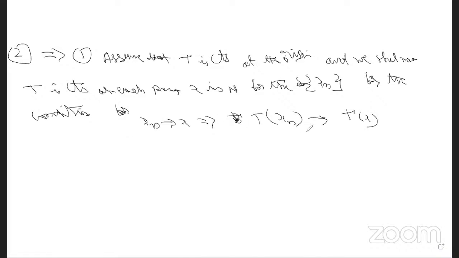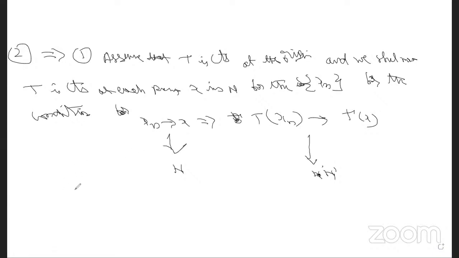So xn tends to x in N, where N means normal linear space, that implies T of xn tends to T of x in N dash, which is another normal linear space. So in the statement only, we took N as one normal linear space, N dash as another normal linear space. Okay, next.